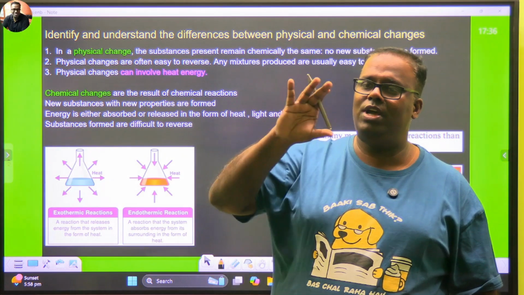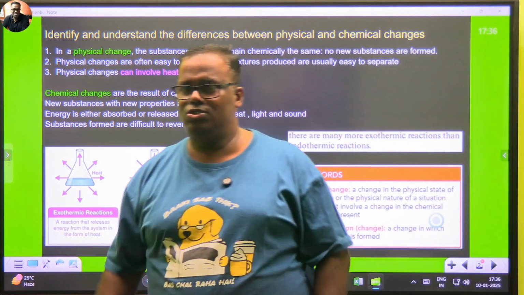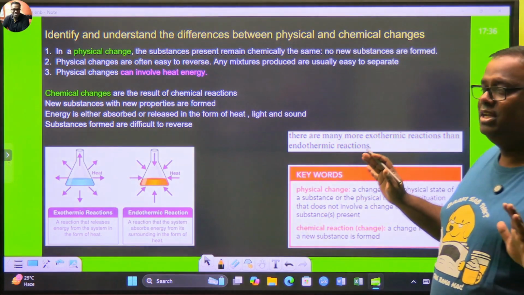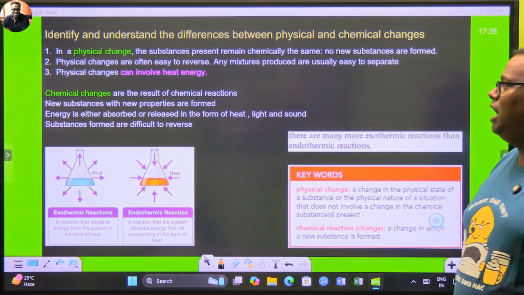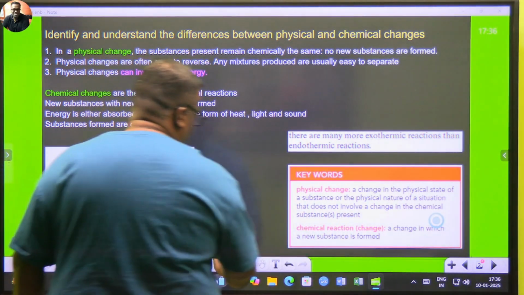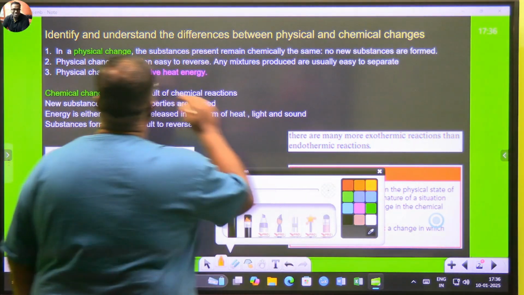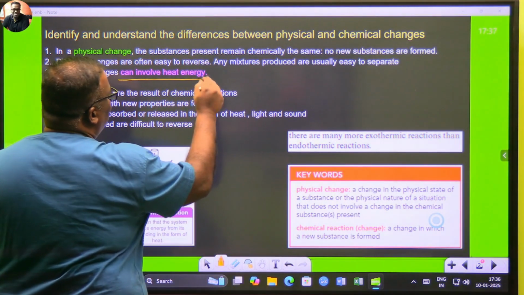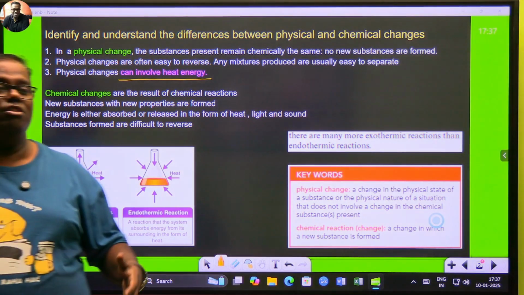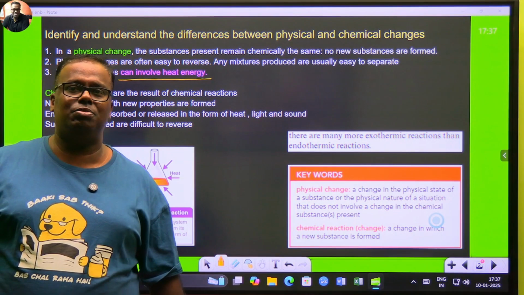Distillation means when you actually heat, trap the vapor and allow the vapor to condense. So that way also you can separate out. So it means physical changes are reversible, and physical changes can absorb heat energy. Children, as you're writing, let's not be only a copycat. What does this mean? Physical changes can involve heat energy. Melting, boiling, vaporization, condensation, all these are classic examples of heat energy.